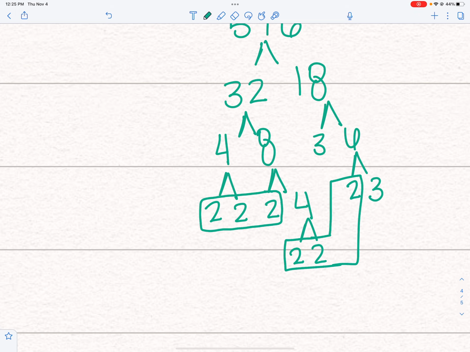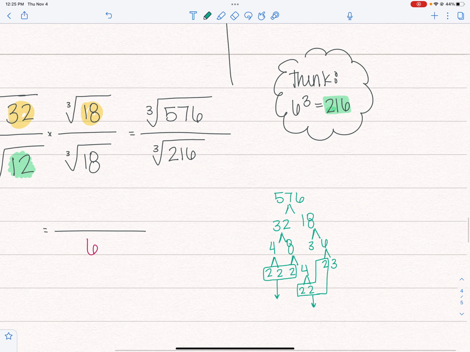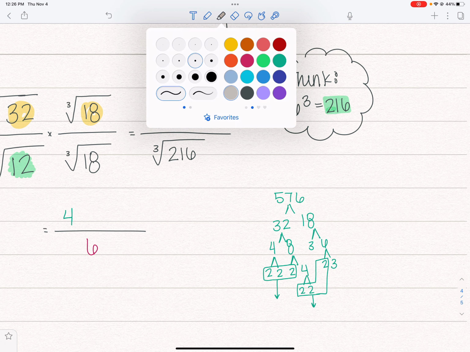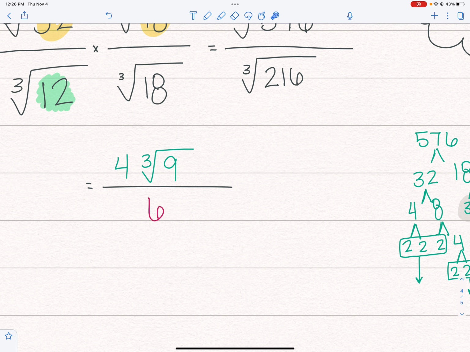And so I am left with two 2s coming out of the radical. So that's 2 times 2, which is 4. And then I have a 3 and a 3 left inside, or 9. And so I've got 4 cubed root 9 divided by 6. Again, this doesn't simplify anymore. That is a perfect square, not a cube. So be very careful with those cubes.